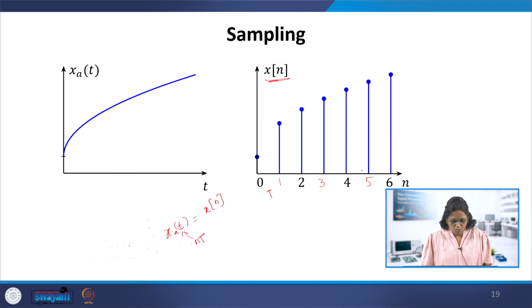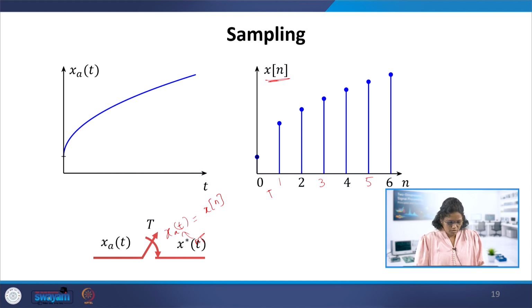Now what do we actually do in this case? If we take xa of t, assume the sampler is a switch. You switch it on and off at regular intervals. Data is coming in; you switch on and get the sample, then it is switched off for some time, then on again for some time you get the signal, then off, and so on. This regular interval at which you collect the sample is T, the sampling time.